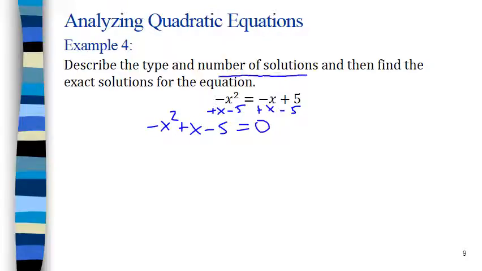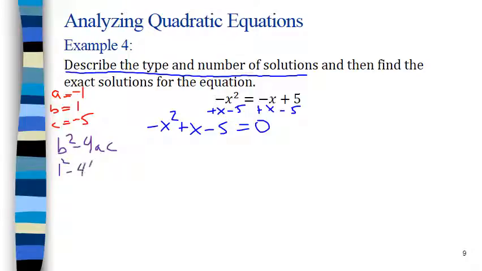Now it wants us to find the number and type of solutions first. So we can go right ahead and use the discriminant first to determine the type of solutions. So b squared, so here in this case, a is negative 1, b is 1, and c is negative 5. Okay, so for the discriminant, b squared, so 1 squared minus 4 times negative 1 times negative 5. So we get 1 minus, because a negative 4 times negative 1 is positive 4, times negative 5 is negative 20, so we end up with negative 19.